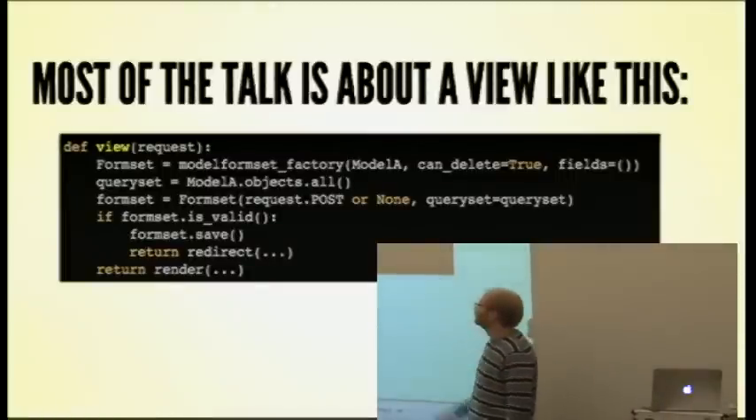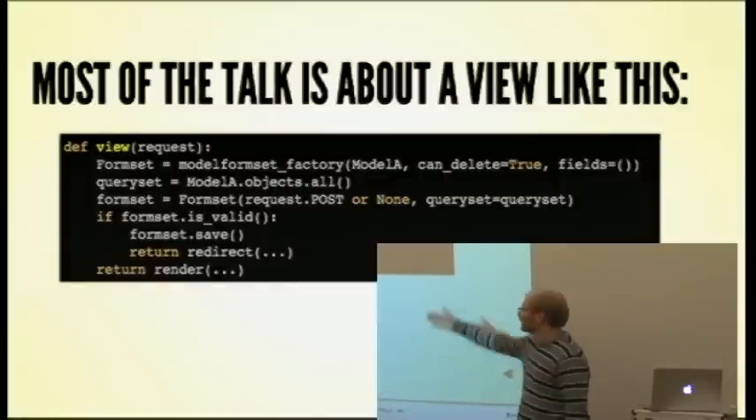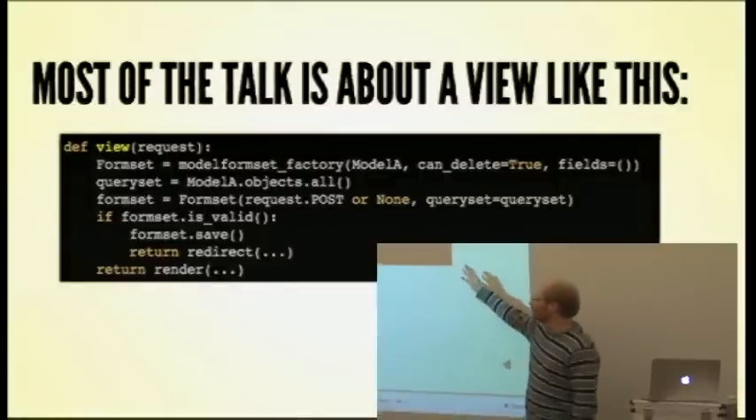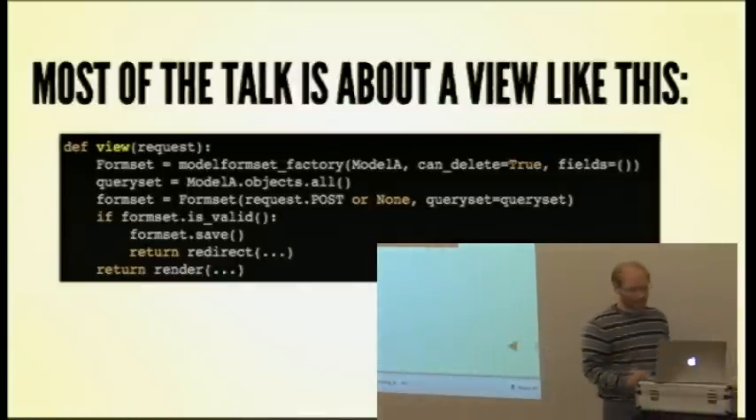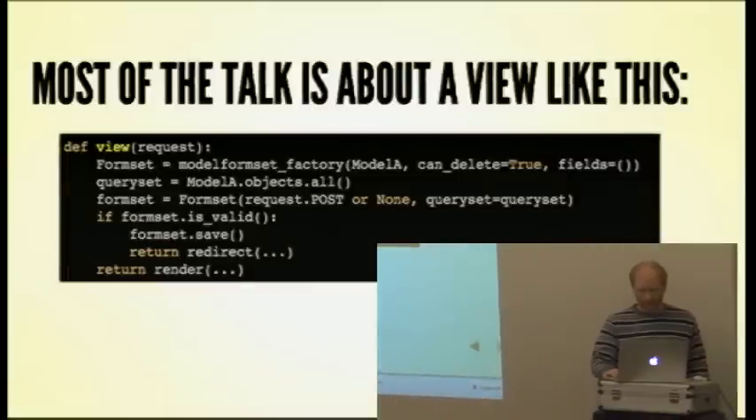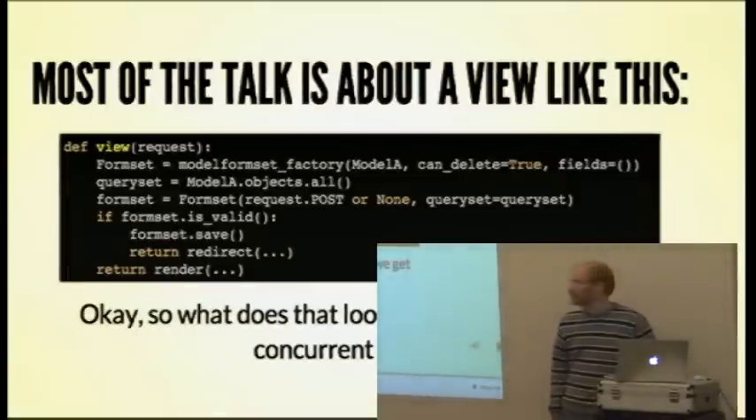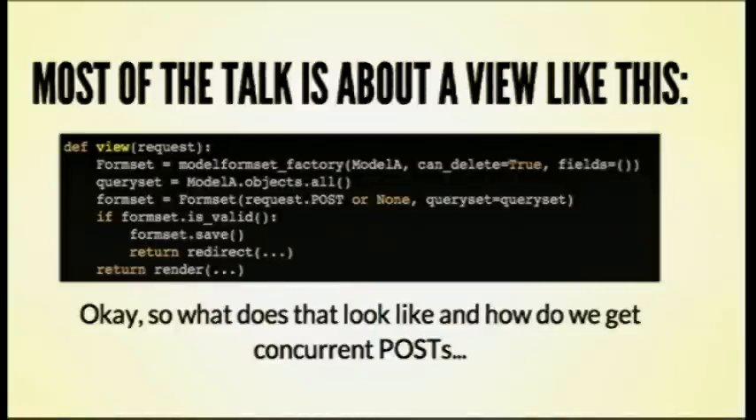We create our form set, and then we check if it's valid. If it's valid, we save it. We redirect you somewhere. If we didn't have a valid form set, then we just render the template. Okay, so that's some code. Well, what does this actually look like on a page?